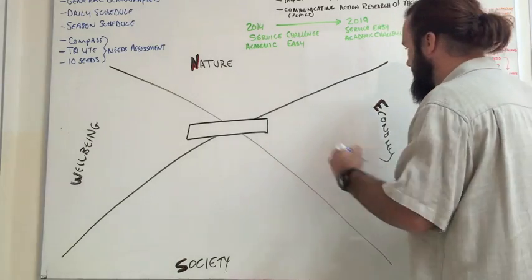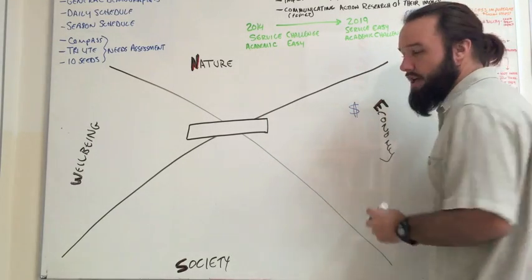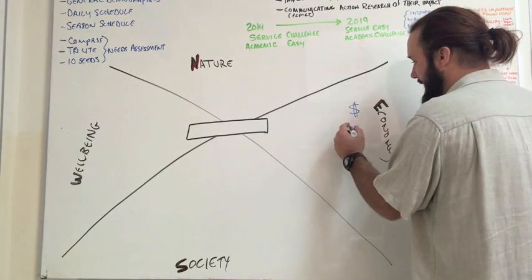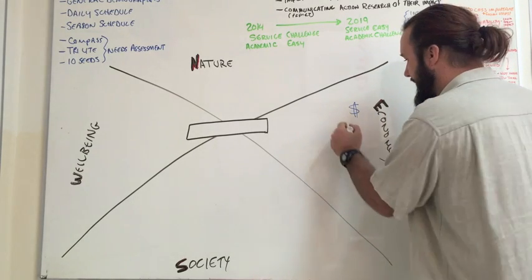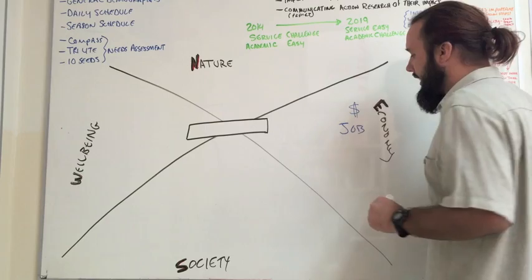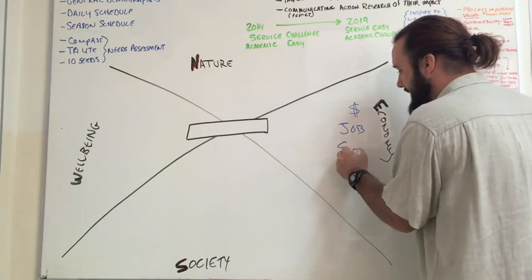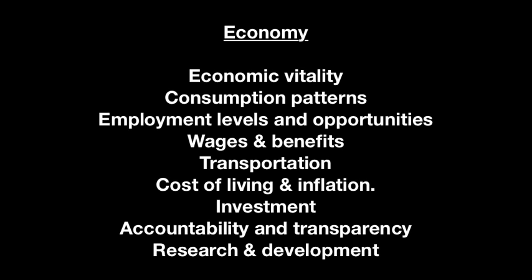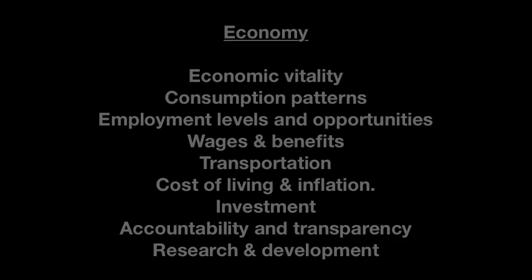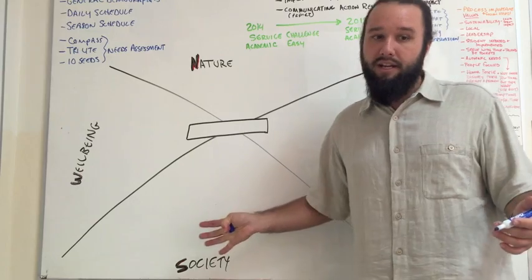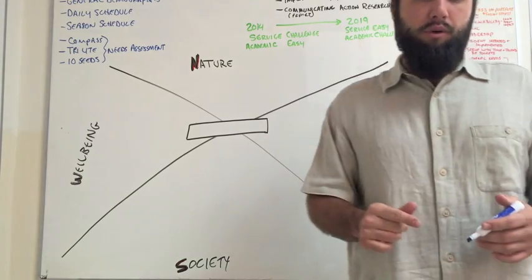So economy, obviously the first thing I think about is money. I might also think about livelihood, the job that I have. I might also think about spending, things like that, right? And there are a lot more ideas that you can come up with here, okay? Society, what are things that I think about when I think of society?